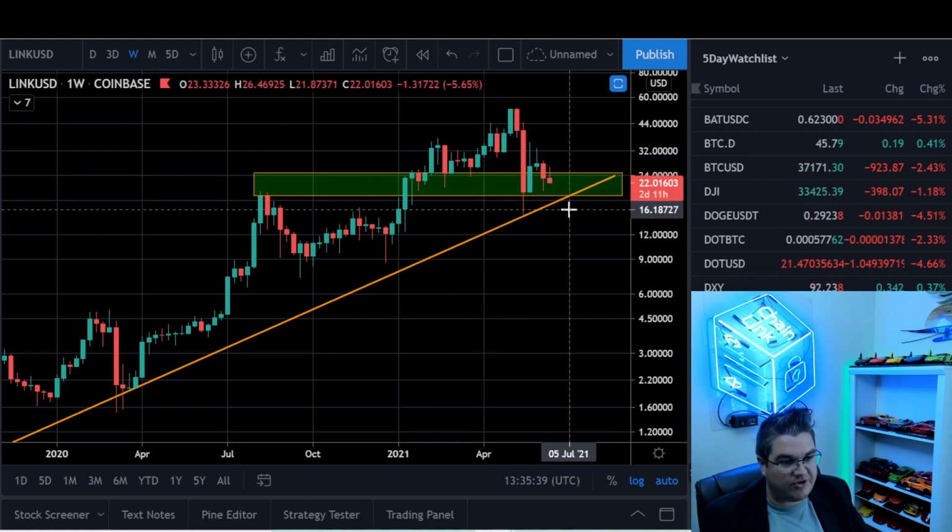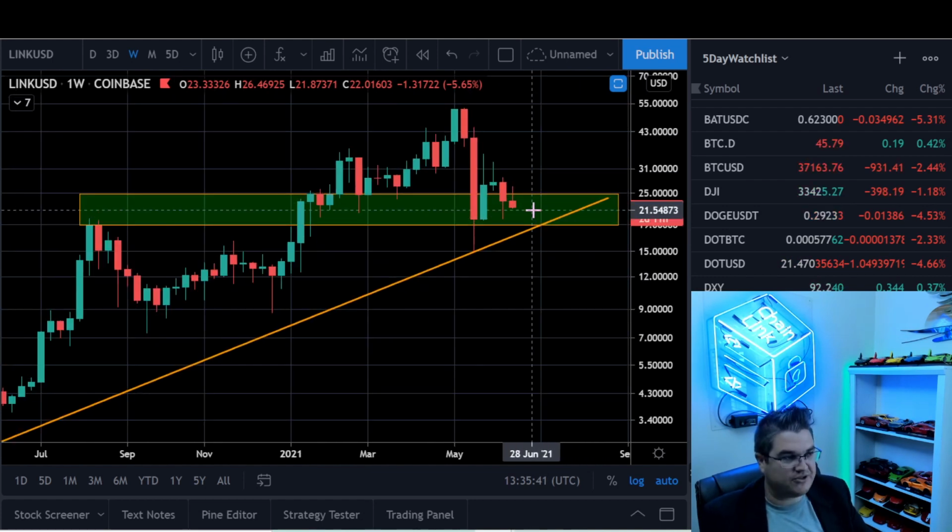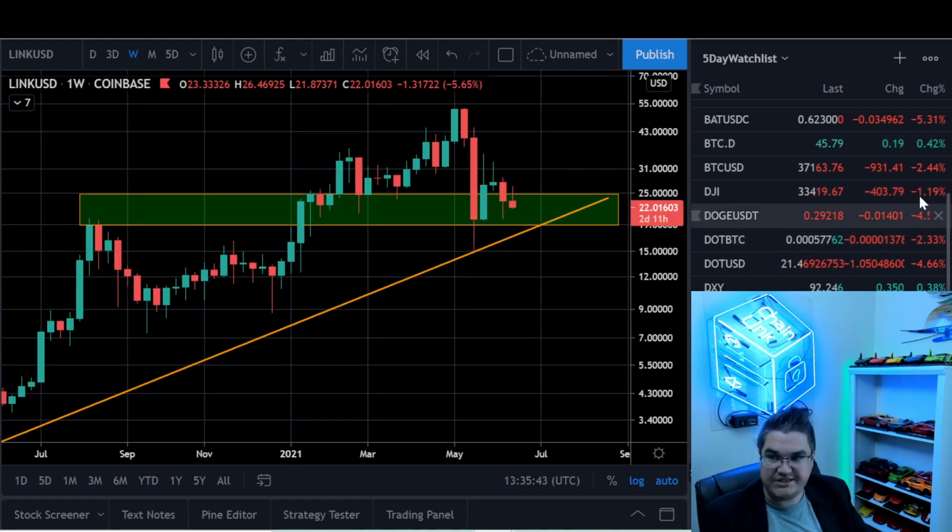If we continue to go down, which we've been doing the past 24 hours or so, a little bit across the board, as you can see some red numbers over here to the right.